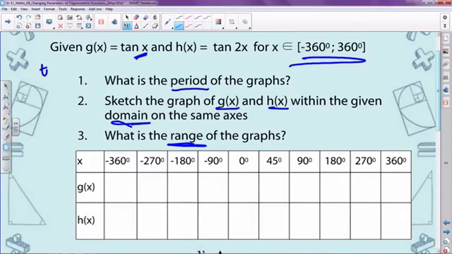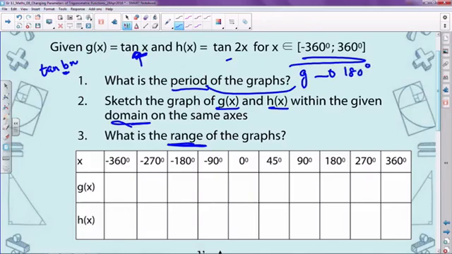Now, guys, remember, the period is determined by your b. Remember, you've got your tan bx. What is your b here? That is 1. And the normal period for tan is 180 degrees. So it's going to repeat itself every 180 degrees. So the period for g is 180 degrees.